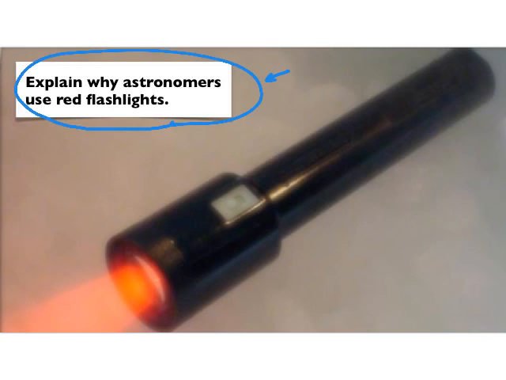Well, the red flashlights are going to have a wavelength that is so long, basically the rod cells are not going to respond to them. So as a consequence, you don't ruin your night vision. It's just going to be picked up by your cone cells, but it's the rod cells that give you your night vision. So you can look at things with a red light. You can see clearly. You can read, do what you need to do. Turn your light off. Your night vision is intact.